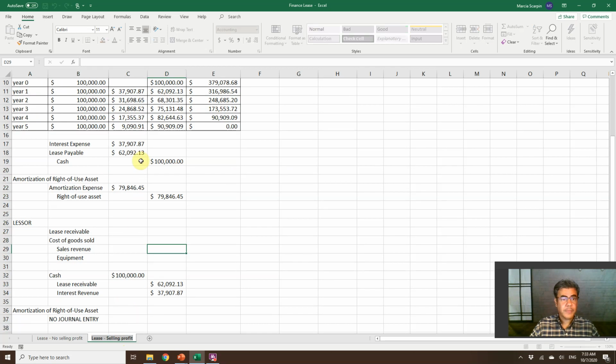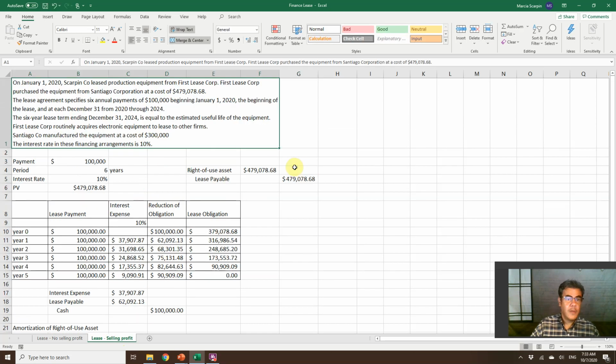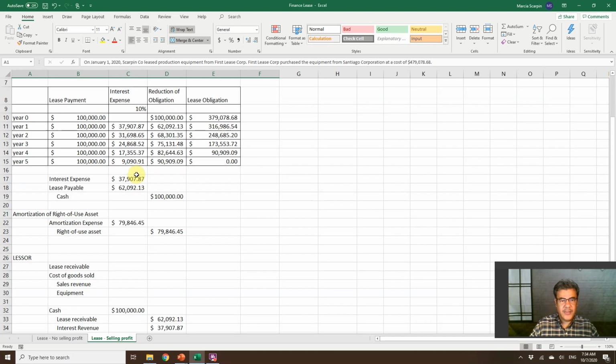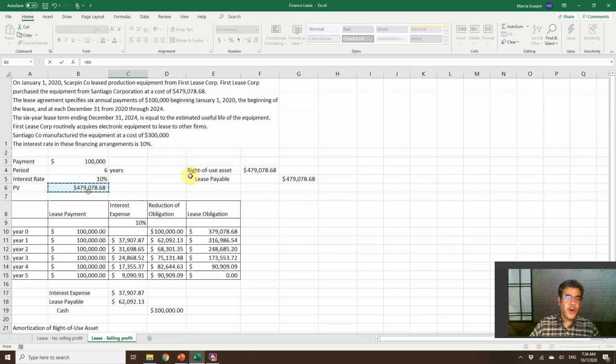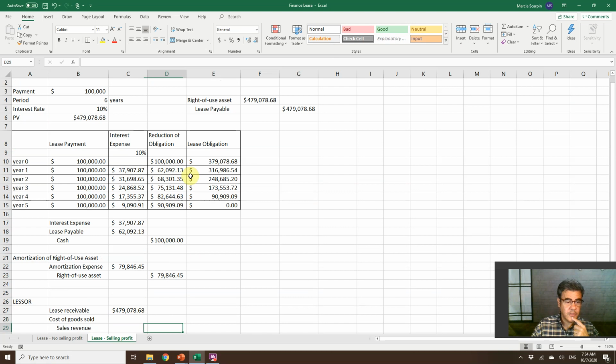What if we have revenue or we have profits? So the same lease, however, First Lease Corp or Santiago Corporation manufactured the equipment at a cost of $300,000. So this is how much First Lease Corp purchased it. So here we have a profit. So for the lessee, nothing changes. Exactly the same. For the lessor, what do we have? Lease receivable 479. We are good.